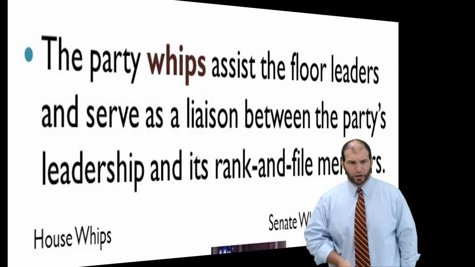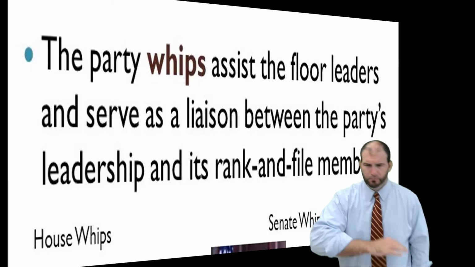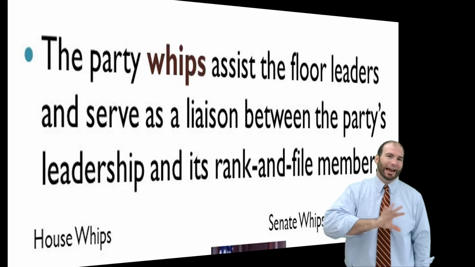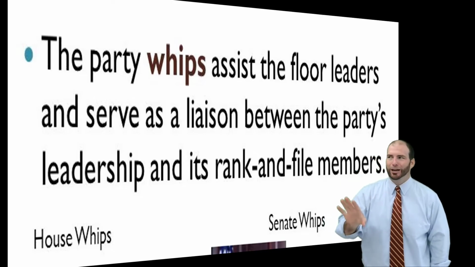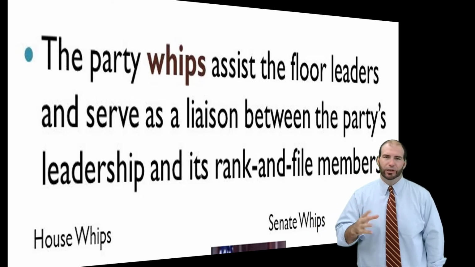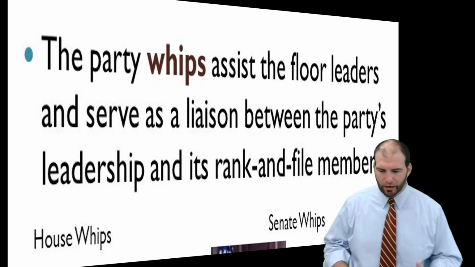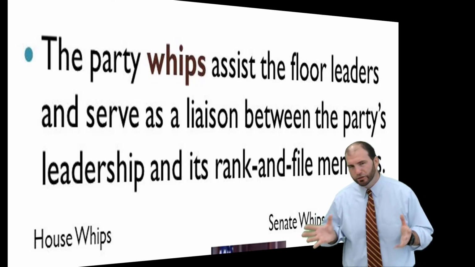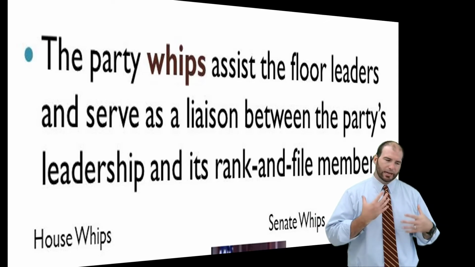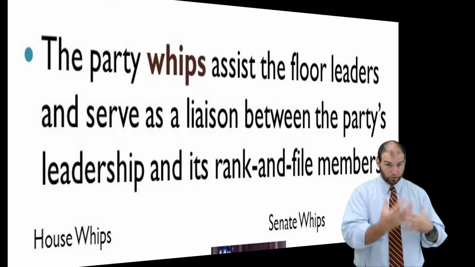Let's go through and talk about party whips here, and this is kind of a random term. I don't know how often you'll see it, but a party whip is usually somebody that has got some seniority, that people like, that he or she is charismatic.